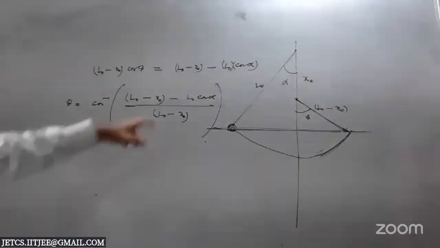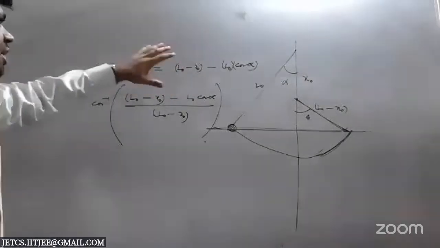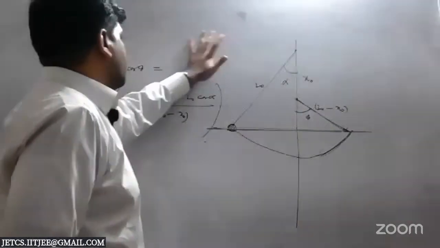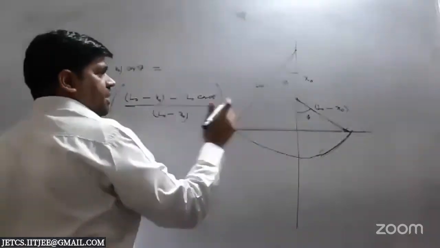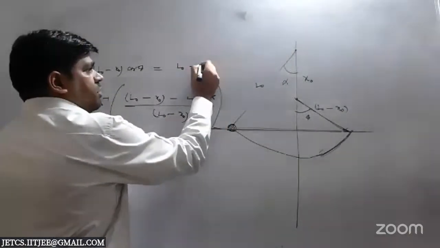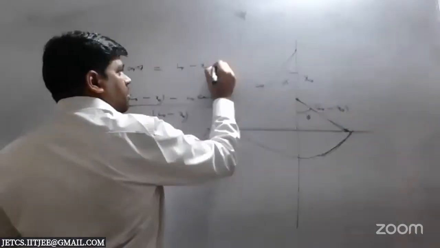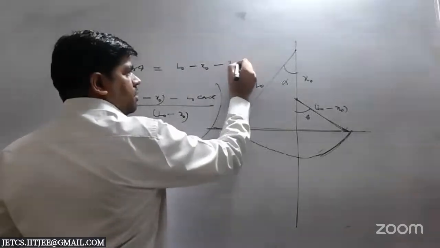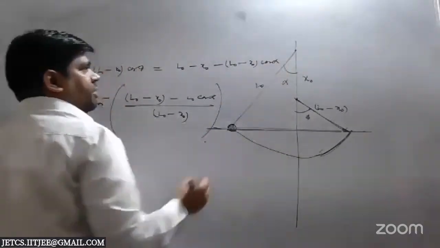Oh, sorry, this is wrong. LHS is right. RHS is wrong. Sorry. Look at this. Total length is L naught minus x naught minus L naught minus x naught cos alpha.